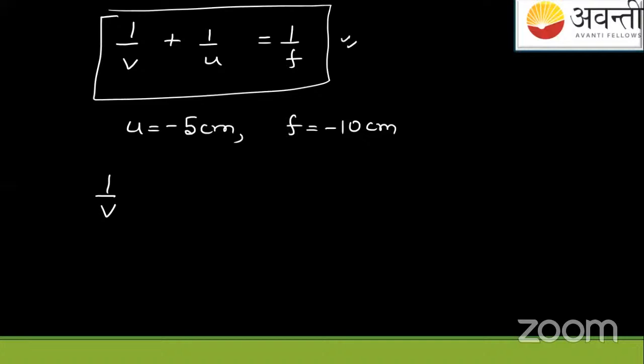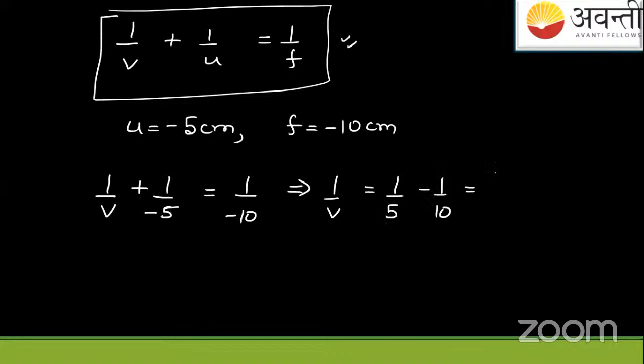So 1 by U, sorry, 1 by V, U kitna hai? Minus 5. You'll put this value minus 5 here. Then you will put this value, focus ka kya value hai? Minus 10. When you will solve this for V, kya answer aayega? The answer will be this 1 by 5 minus 1 by 10. So now take common this thing, that is 1 by 5. 1 minus half. So ultimately you will get this value, that is 1 by 10.